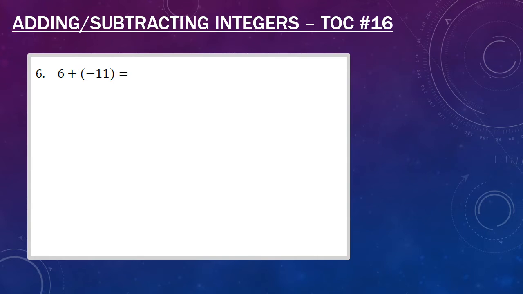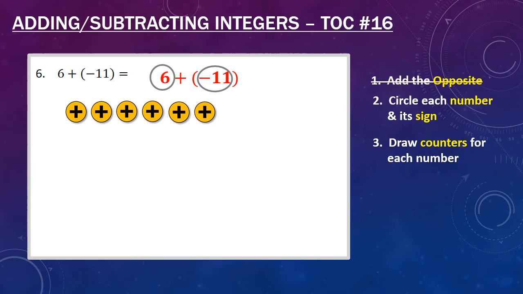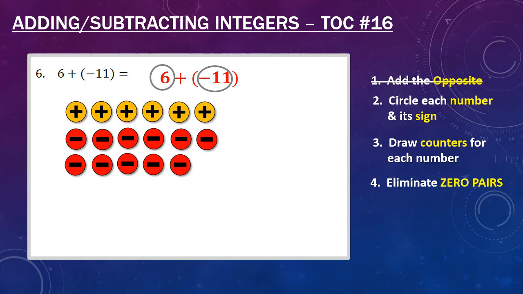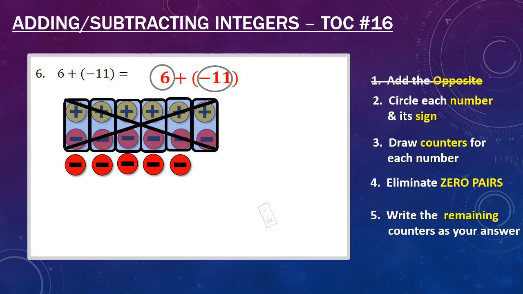All right, one more example. We have 6 plus a -11. I don't have to do any adding the opposite because it's already addition. All I have to do is circle my numbers. 6 and -11. Draw the counters. +6 and a -11. Eliminate my zero pairs. Those are all gone. And what I'm left with is -5, and that's my answer.